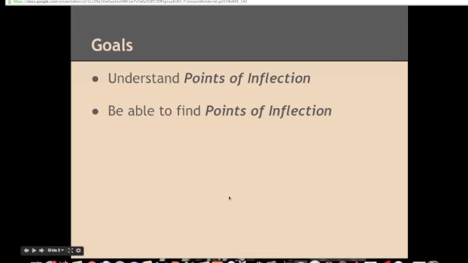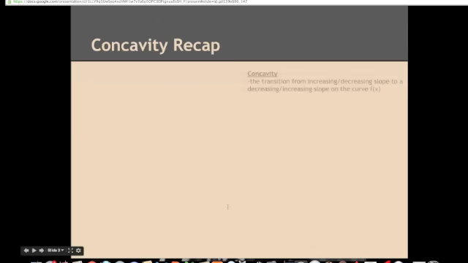So, with this lesson, we have two goals: understanding what points of inflection are and being able to find points of inflection mathematically with your original function, a first derivative, and finally a second derivative, which is going to be the primary part of finding your inflection points. So, we want to give a little recap on concavity.